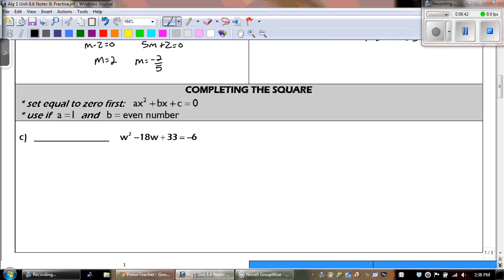Okay, guys, for completing the square, I'm not going to do this example because some of you learned this and some of you didn't. If you need help with this one, come see Miss Carranza or myself, Mr. Grice, and we'll go through it with you. Okay?